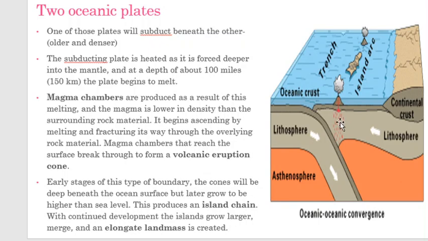But later it would grow to be higher than the sea level. And this would eventually produce the island chain, as you can see here, or island arcs. Alright? So, with continued development, the islands grow larger, they would somehow merge, and an elongate landmass is created, as you can see here. Of course, there is formation of trench in that area in the subduction zone.